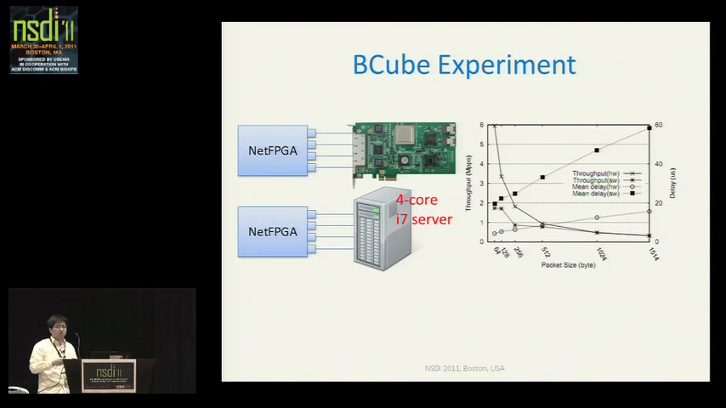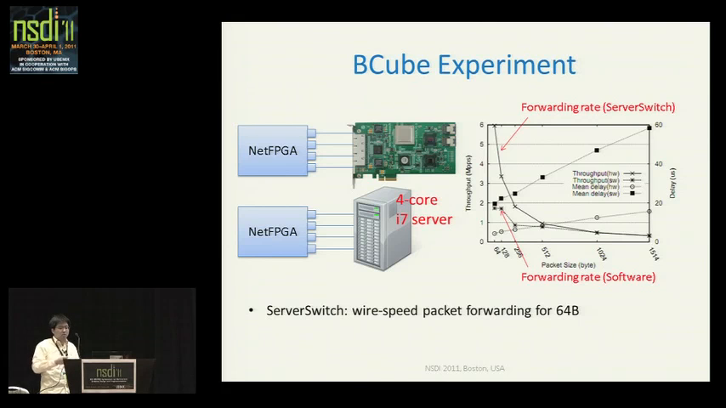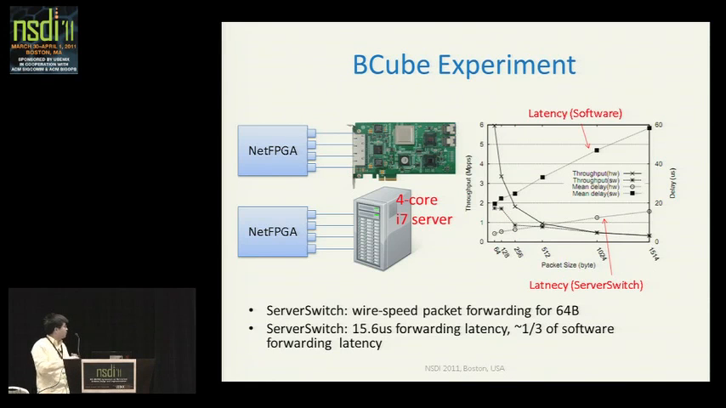This figure shows a performance comparison between the two experiments. First, for the forwarding rate, we can see that ServerSwitch can achieve wire speed packet forwarding rate, even for the smallest packet size, which is obviously not the case for the software forwarding. As for the forwarding latency, for full-size Ethernet packet, the forwarding latency is 15.6 microseconds, which is almost ideal, and which is less than 1/3 of the software forwarding latency.